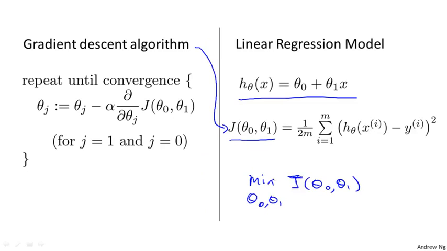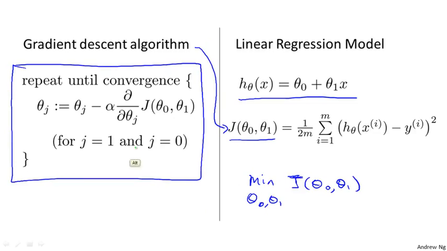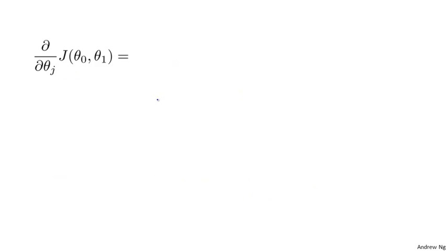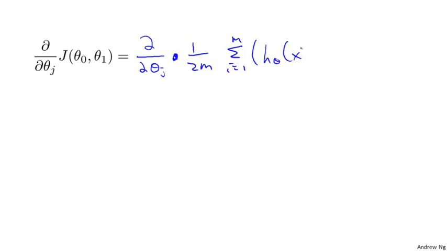Now, in order to apply gradient descent, in order to write this piece of code, the key term we need is this derivative term over here. So we need to figure out what this partial derivative term is, and plugging in the definition of the cost function J, this turns out to be this: sum from i equals 1 through m of this squared error cost function term. All I did here was plug in the definition of the cost function.